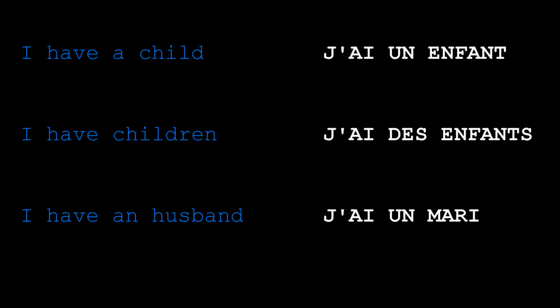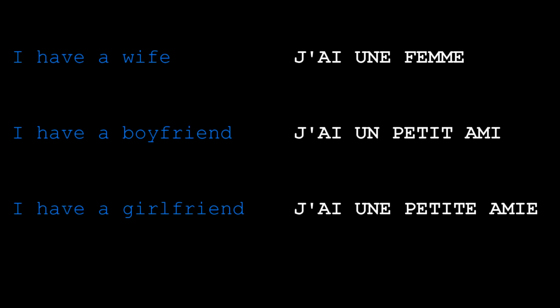Now, for I have a child, you say j'ai un enfant. For I have children, you say j'ai des enfants. For I have a husband, you say j'ai un mari. For I have a wife, you say j'ai une femme.